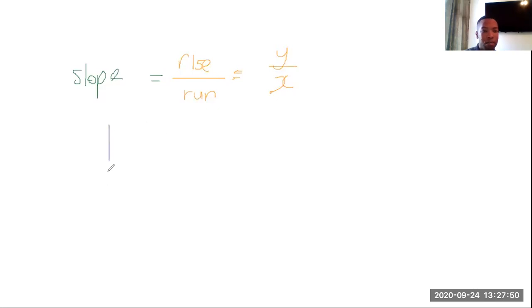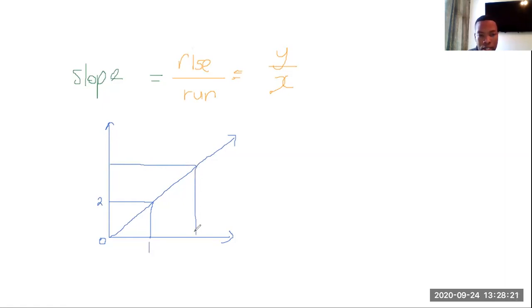So let's put this graph right here. For example, I have a line. My y-intercept is 0 because it goes through the 0 position. Let's say this point right here is 2, we could say this is 1. And then there's this point right here, we could say this is 4, and then this is 2.